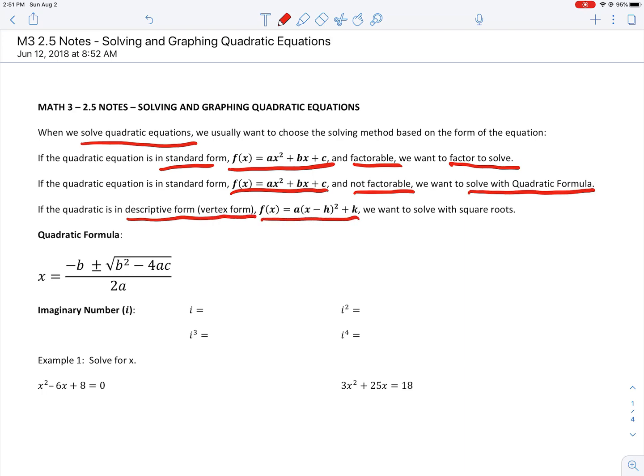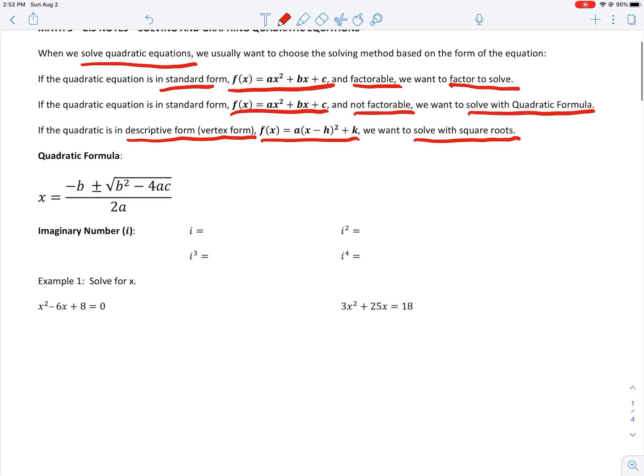If it's in what we call descriptive or vertex form, which is what we have here, then we want to solve with square roots. So when you look at the problem, you want to make sure you understand what's standard form and what is vertex form. Standard form is going to have the three terms. Vertex form is going to have that set of parentheses in it.